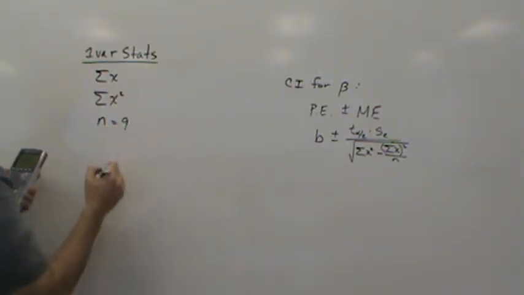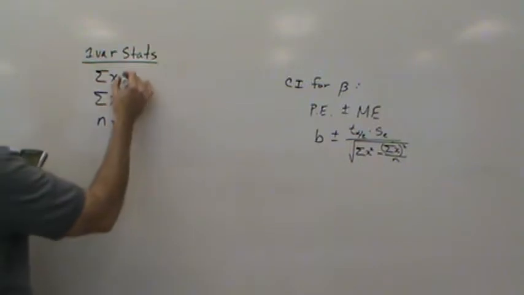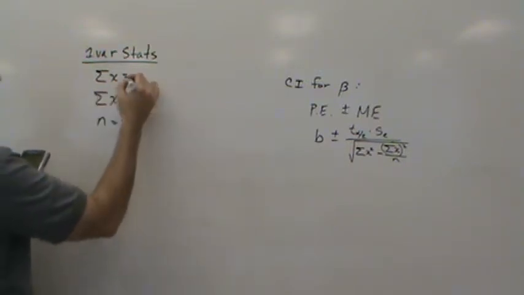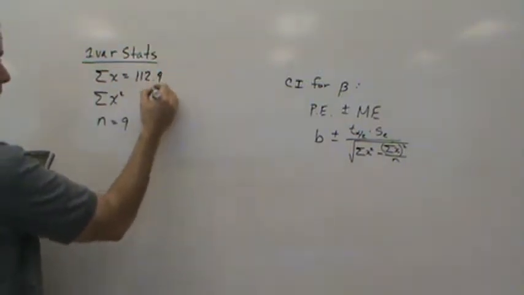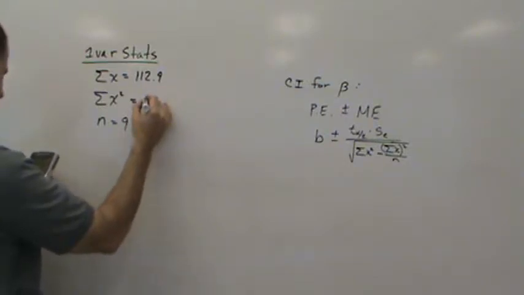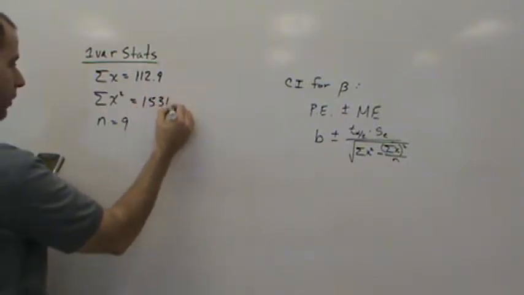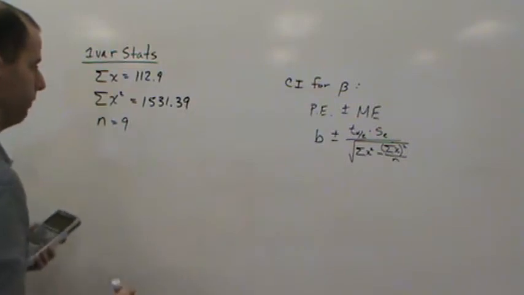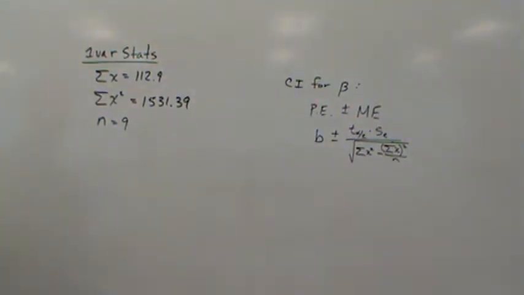So n equals 9, obviously. The sum of x is going to be 112.9, and the sum of x squared is 1531.39. Okay, so we've got those three pieces.